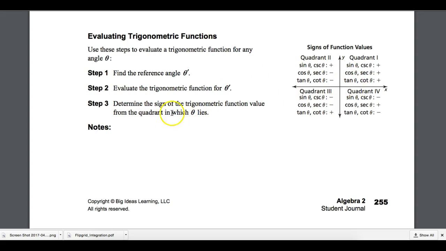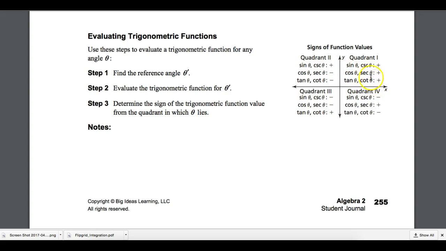Remember, our reference angle is always going to be a positive angle between 0 and 90, because we're always finding the distance from our terminal side to the x-axis. So we're always going to be finding the sine, cosine, or tangent of a positive angle between 0 and 90. That's what our reference angle is going to be. However, our angle that we're actually evaluating isn't always going to be a positive angle.